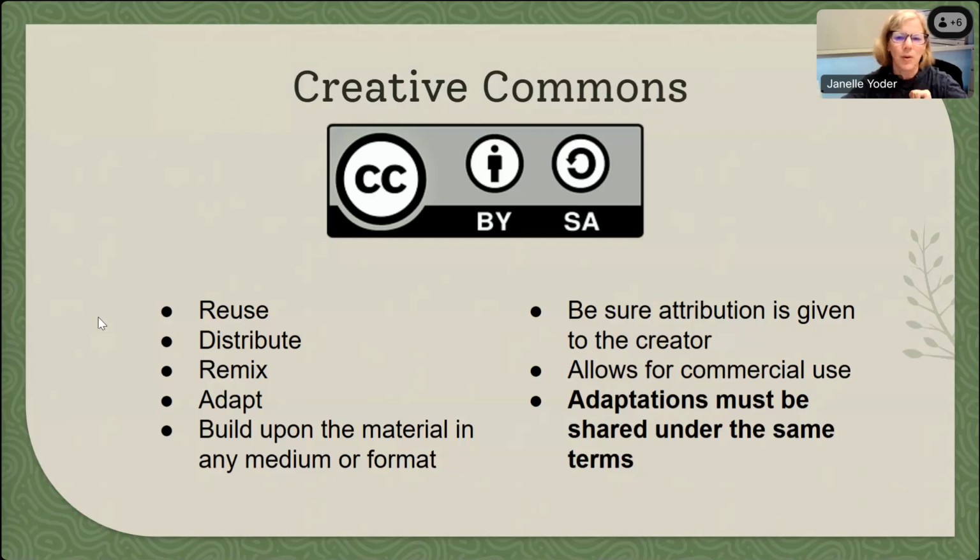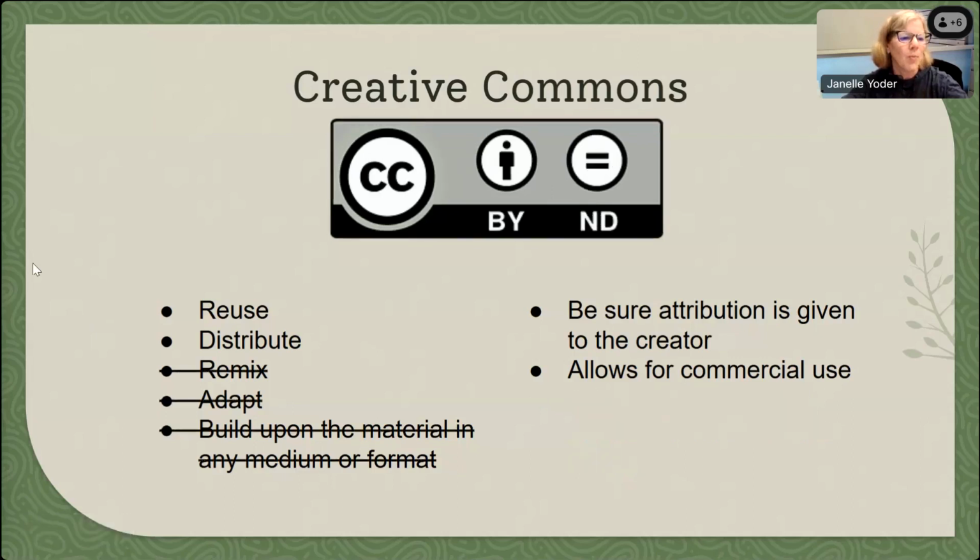So those first two are probably the easiest ones to work with. When we get further down the spectrum here, we get into some things called non-derivatives. That's what the ND stands for. I specifically left them on the slide to show that with this, you can reuse and distribute it, but you cannot remix it. You cannot adapt it. You cannot build upon material in any format. So it has to just stay the same. I think of it in my mind as a PDF. I can't change it. And you can still use it for commercial use, but you cannot make any changes. Let's go to the next one.